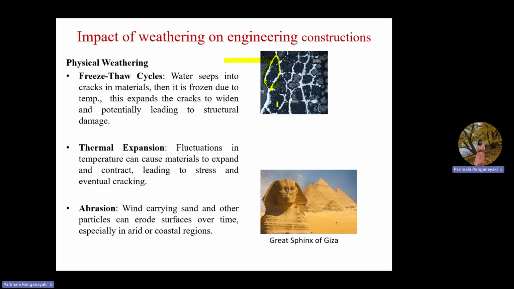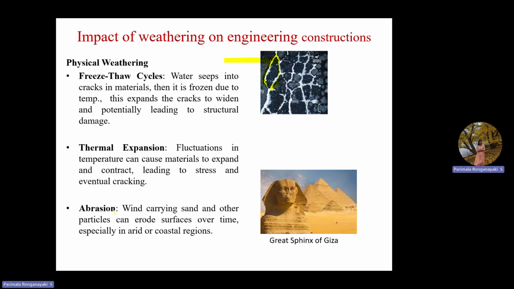Then, thermal expansion. Fluctuation in temperature can cause damage. Previously, these rocks were raw, present in nature. For construction purposes also, the same rock we are disintegrating and using. Whatever weathering reaction occurred in the natural rock, even after using it in construction, if it is not properly maintained, the same effect we can see in the structures too. After the construction also, the same effect may be there in the engineering construction.